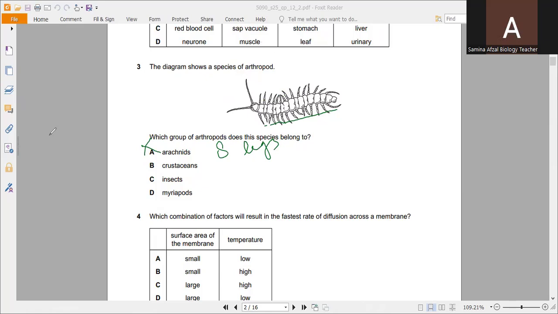And the second is insects, which have 6 legs. Again, the arthropod in the diagram has many legs. B is not the correct option. Then we go on to C. Crustaceans have 10 legs and insects have 6 legs. So C is also not a correct option. D is the correct option. Myriapods, pods means many legs. So D is the correct option.